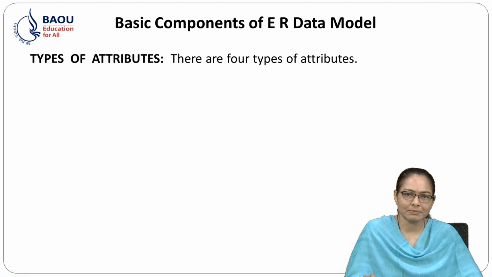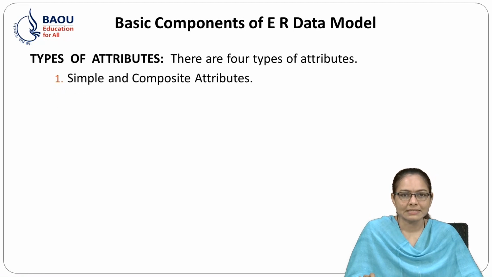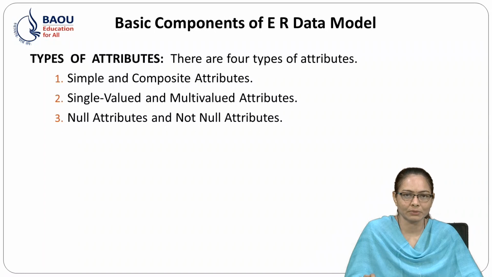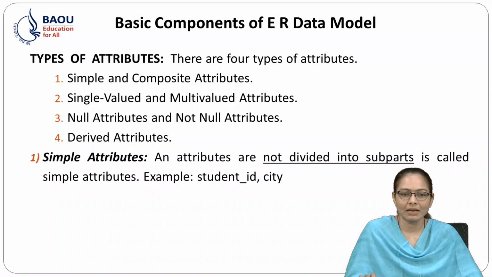There are 4 types of attributes. First one is simple and composite attributes. Second is single value and multi-value attributes. Third one is null attributes and not null. And fourth one is derived attributes. Now what is simple attributes?